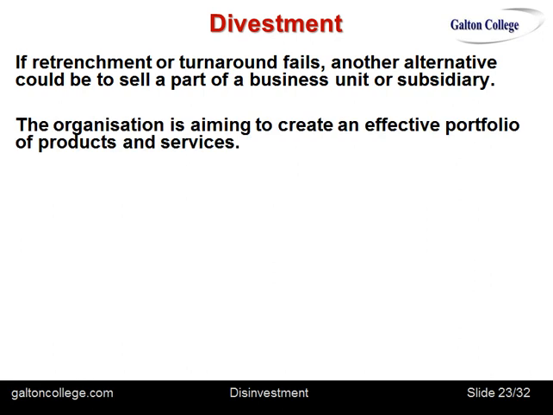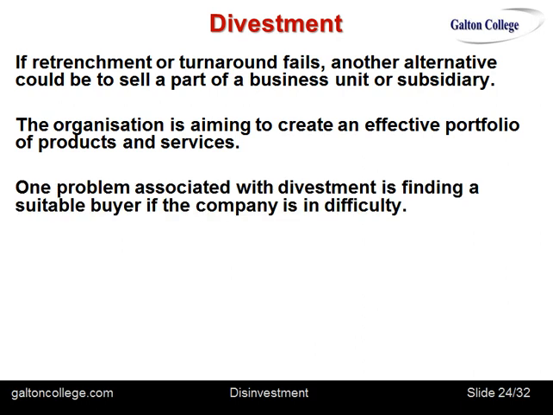The organisation is aiming to create an effective portfolio of products and services. That's what organisations try to do. They try to balance their portfolio of products and services. One problem associated with divestment is finding a suitable buyer if the company is in difficulty. Now, divestment may mean selling part of the business.